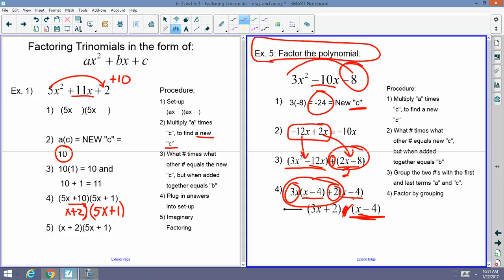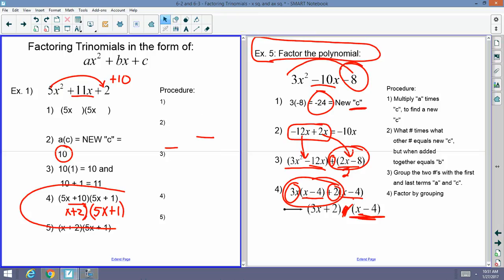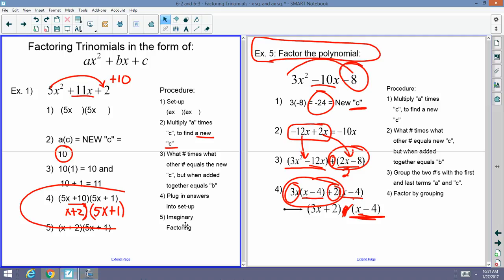Yes, sir. Step 4. Yeah, if you can't, sometimes you can do an imaginary factor to one term. Sometimes you can do it to both terms. You're always going to do it to at least one, though. Maybe sometimes to both. Why don't we do some examples, guys? Okay?